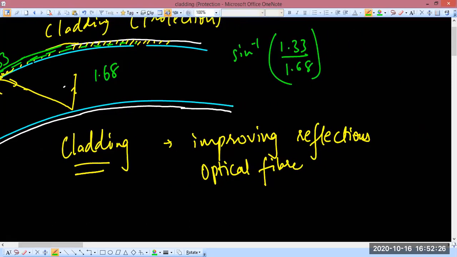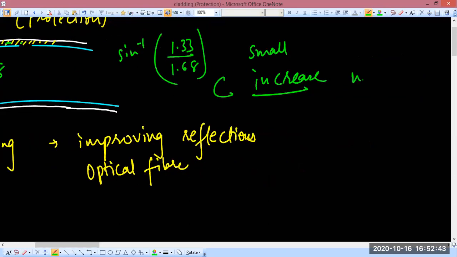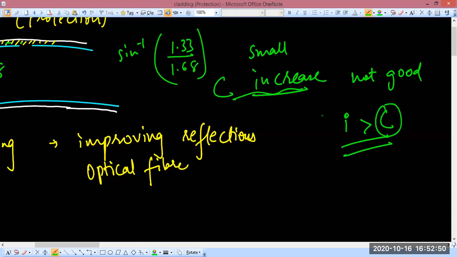So the thing is that if it's air, it's very good, no problem, right? Then this critical angle is small. But if it becomes water, then the critical angle will increase. So that's not good, right? If C will increase, that is not good, because I should be greater than C. If the value of C increases, then I greater than C becomes difficult. So that's why it is necessary that C should be small, right?